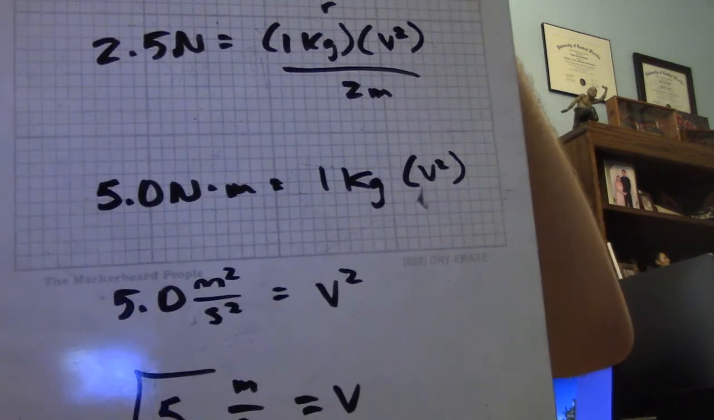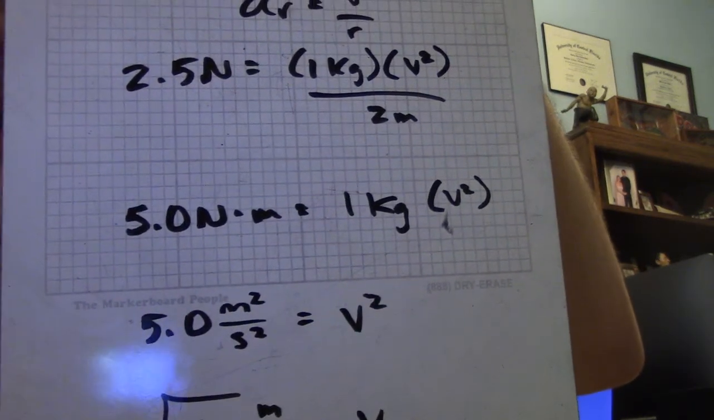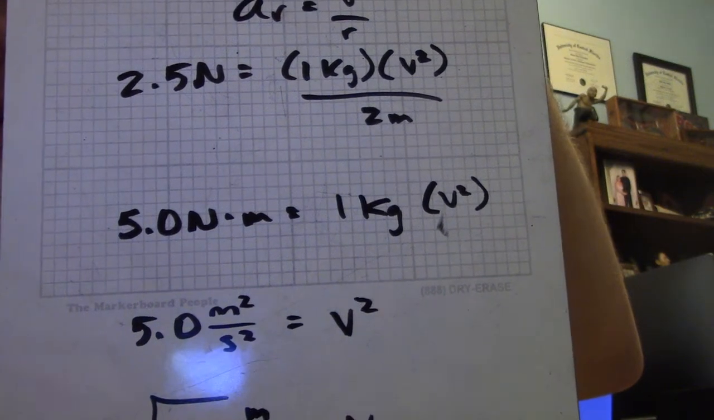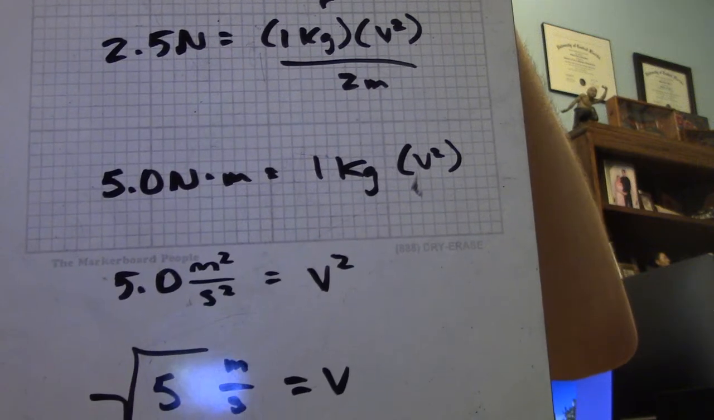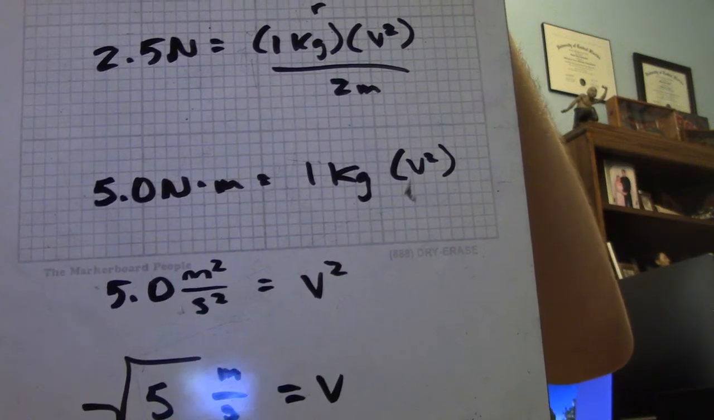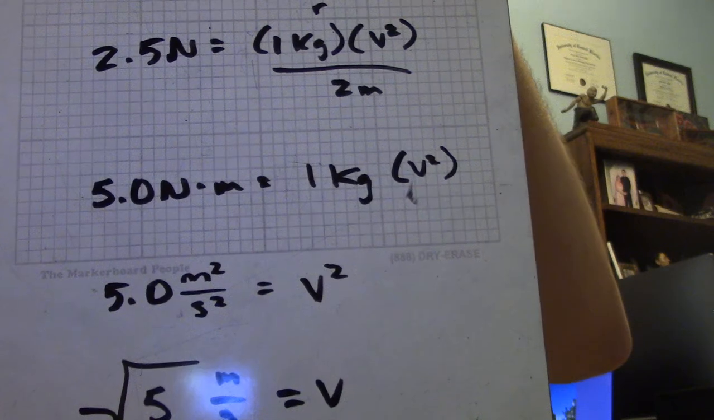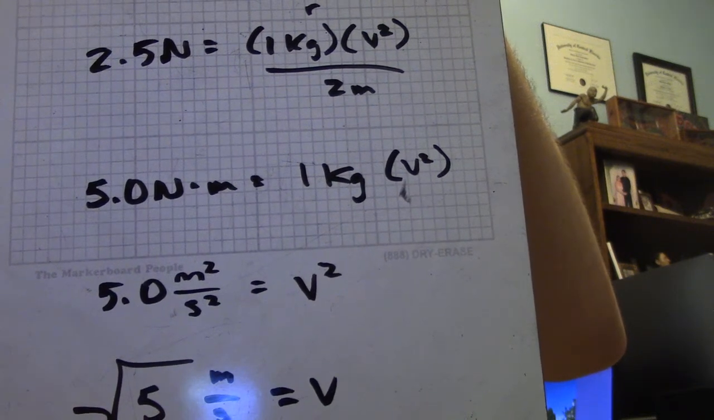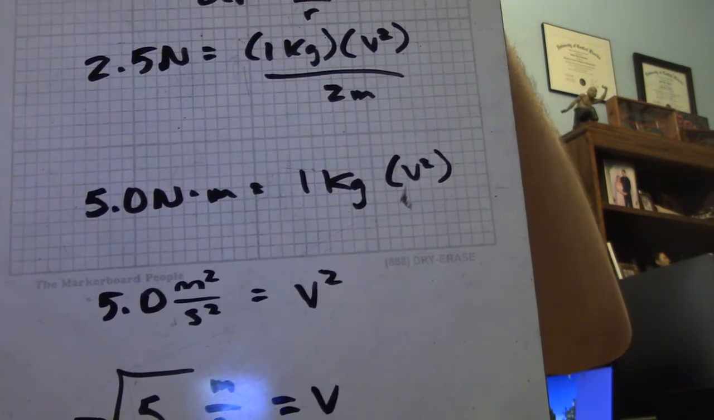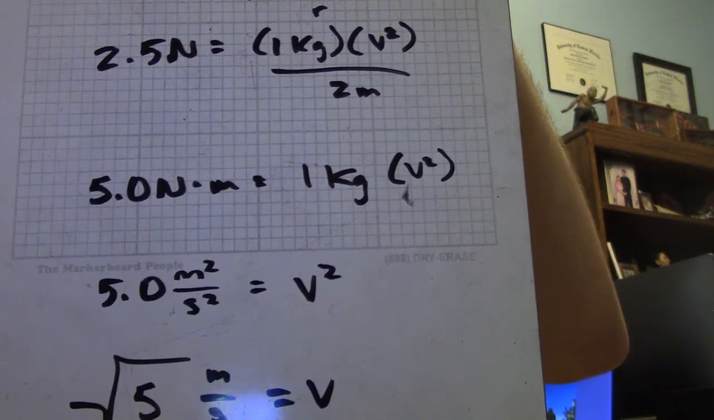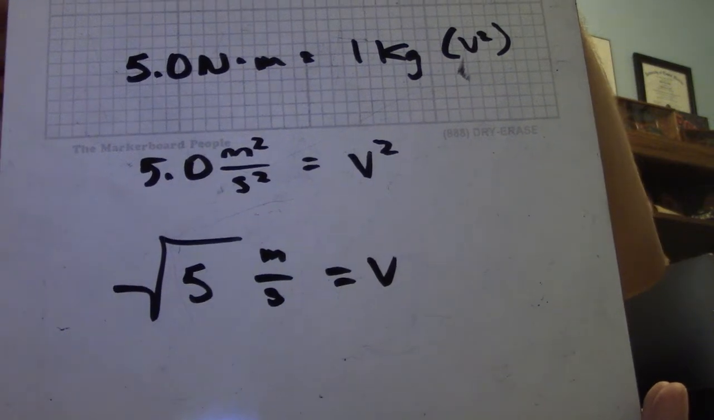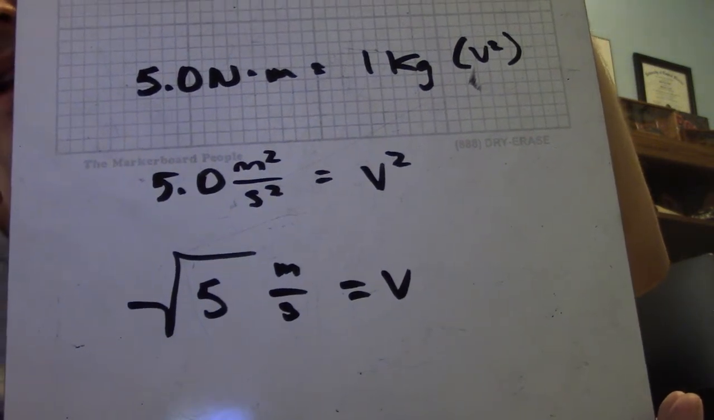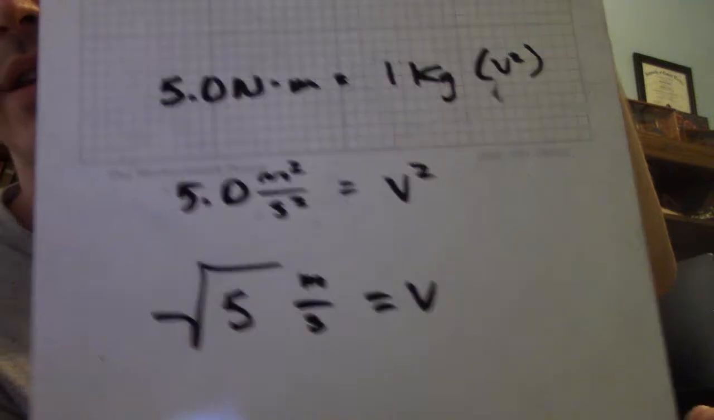I'm going to multiply each side by 2 to get rid of my 2 meters on the bottom. So now I have newtons times meters is equal to 1 kilogram times velocity squared. I'm going to divide the 1 kilogram out. Now remember, newtons are kilograms times meters per second squared. So that means that I have to get rid of the kilograms, so I have meters per second squared times meters, which gives me meters squared per second squared. I take the square root, and that is going to give me the square root of 5, which I'm not going to do because I'm going to keep it simple. Meters per second is my velocity.